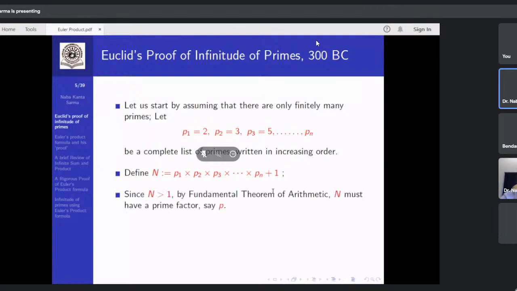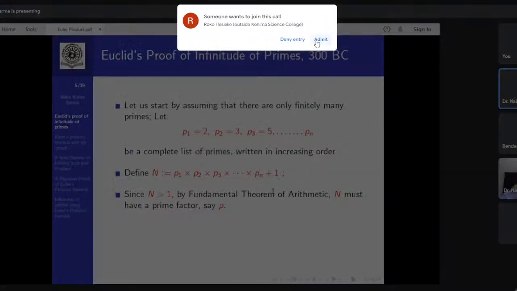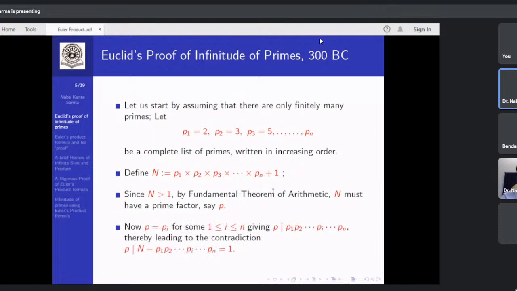So this is one of the crucial observations. This number is obviously greater than 1. And so by the fundamental theorem of arithmetic, it will have at least one prime factor. Let this prime factor be P. But what Euclid assumed in the beginning is that there are only finitely many primes, and the only primes are P1, P2 up to Pn. So this new P must be one of those primes. So this P must be Pi for some i.